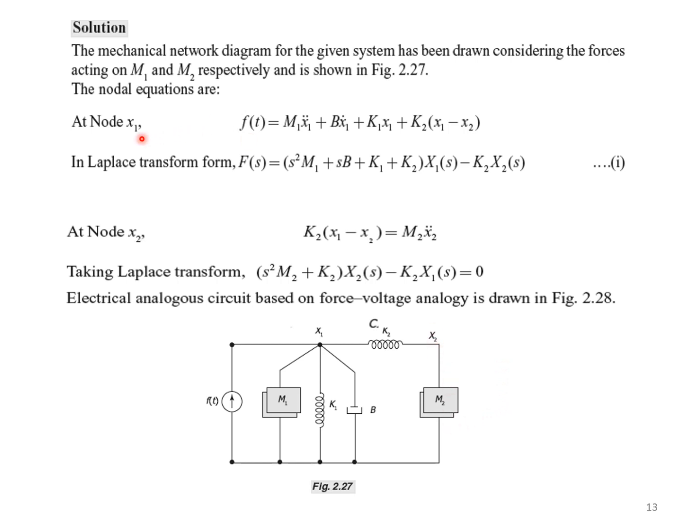And the equation at node x1 is f(t) equal to m1 d square x1 by dt square plus b x1 dot plus k1 x1 plus k2 into (x1 minus x2). And for node x2 it is k2 into (x1 minus x2) equal to m2 d square x2 by dt square. So by applying the Laplace transform we will be getting two equations like this.